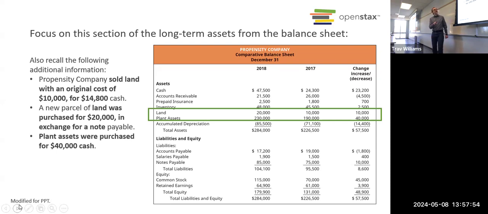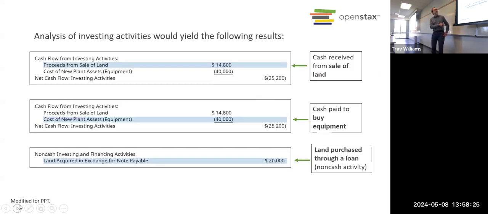The land that we sold generated $14,800 in cash. Again, that's an investing activity, so that will go under the investing section. The land that we bought, we didn't use cash for. So that's a non-cash activity that gets listed at the bottom of the statement of cash flows. And then those plant assets of $40,000, we paid cash for those. So that's going to go on that investing section as well.